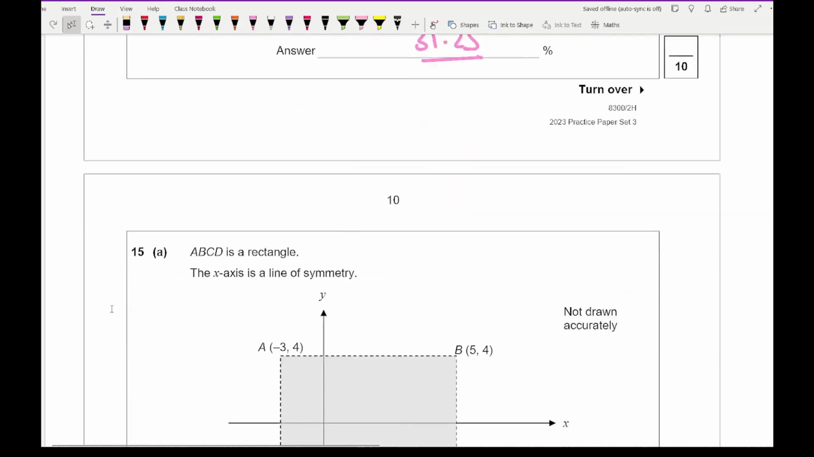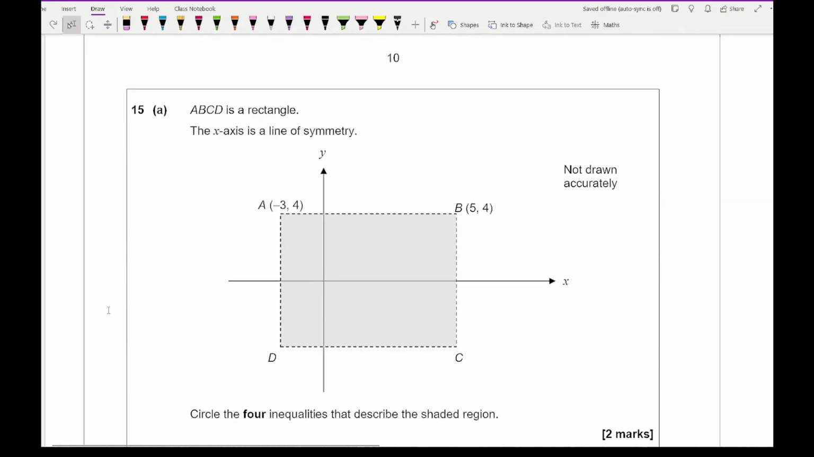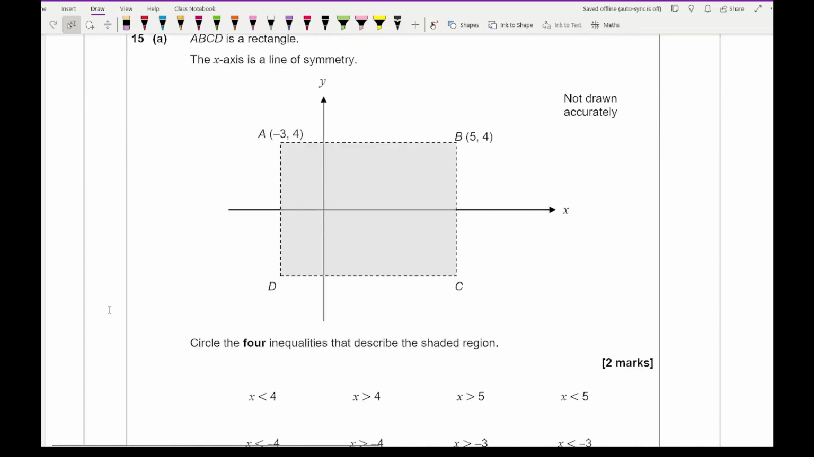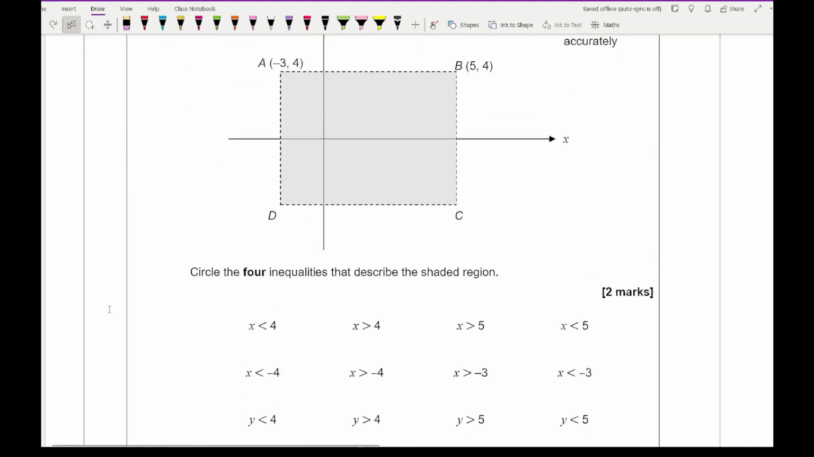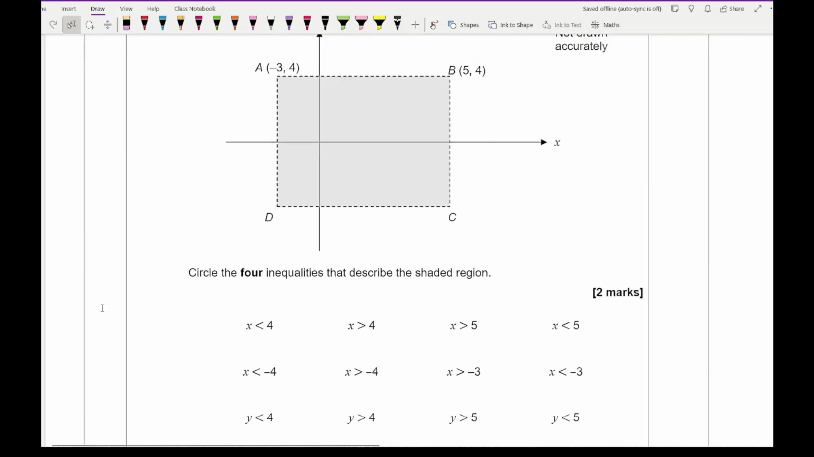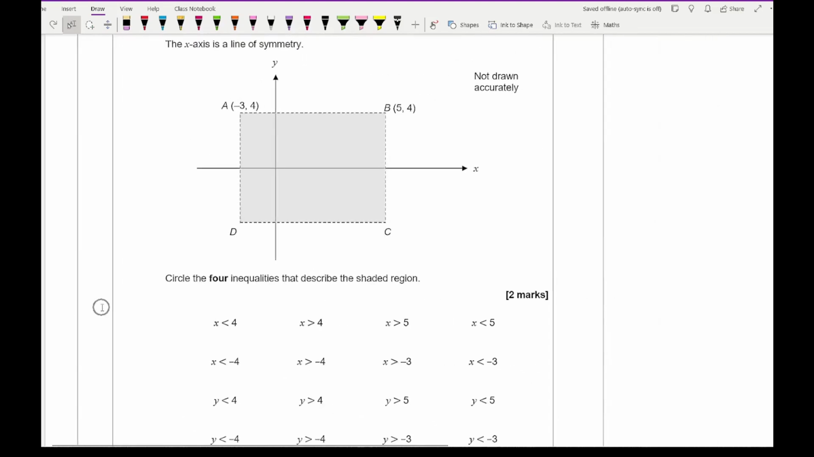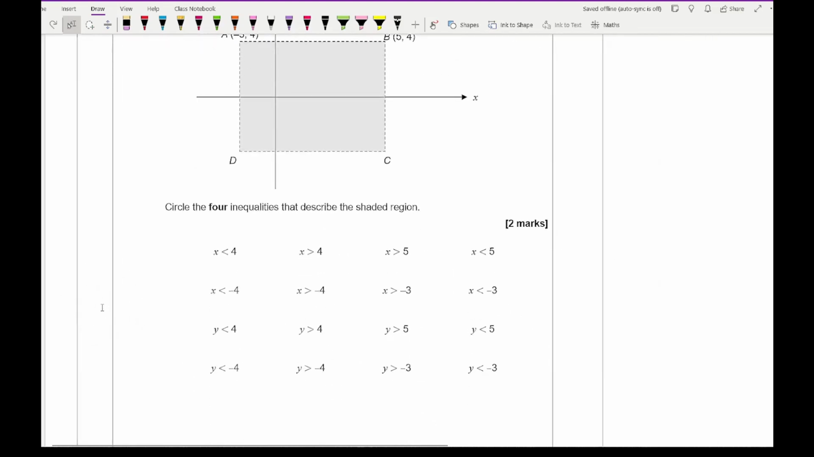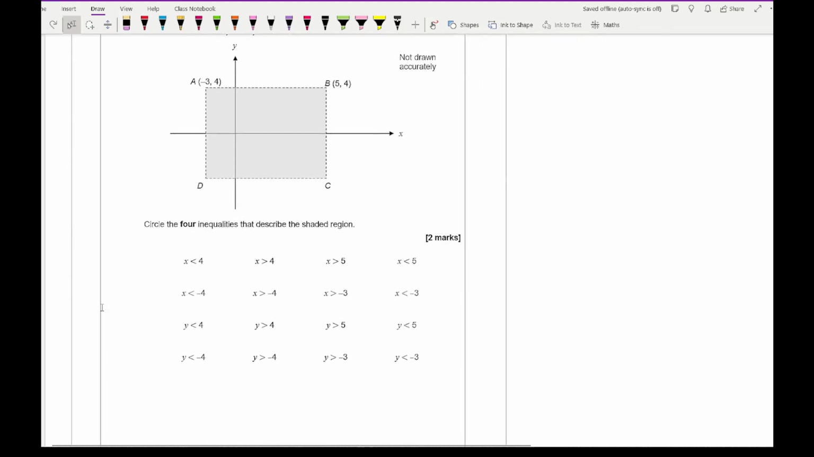Then moving on to question 15, it says ABCD is a rectangle. The x-axis is the line of symmetry, and it says circle the 4 inequalities that describe the region. So what we need to do here, if I just zoom out ever so slowly, and there we go, is to write down the equations of each of these lines. So this line here is going to be y equals 4.